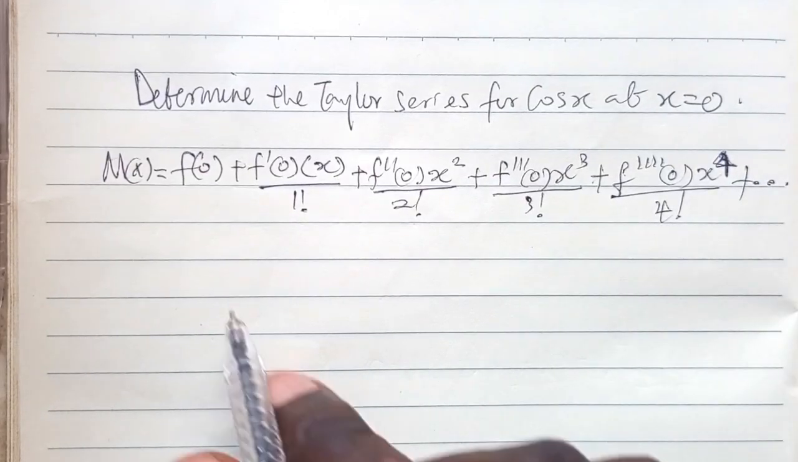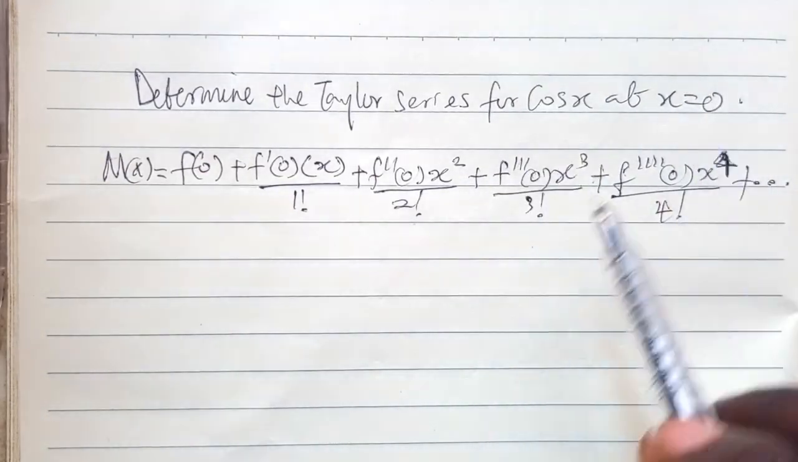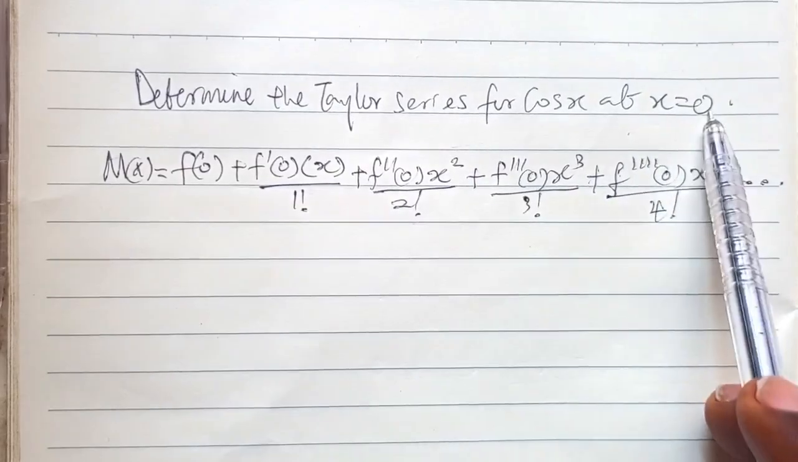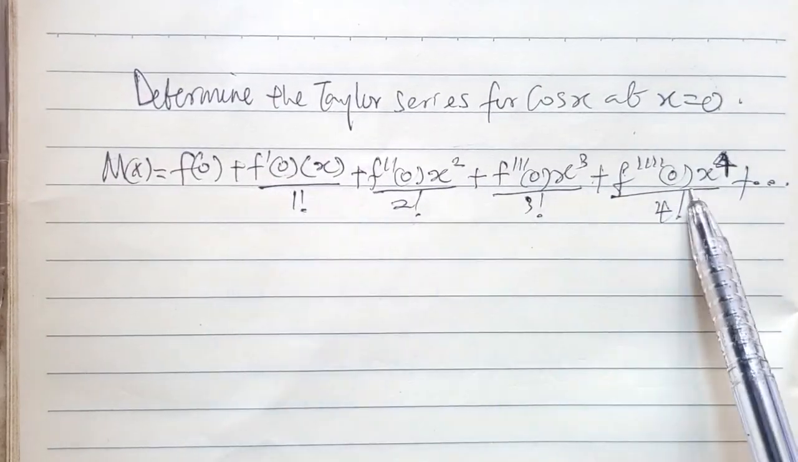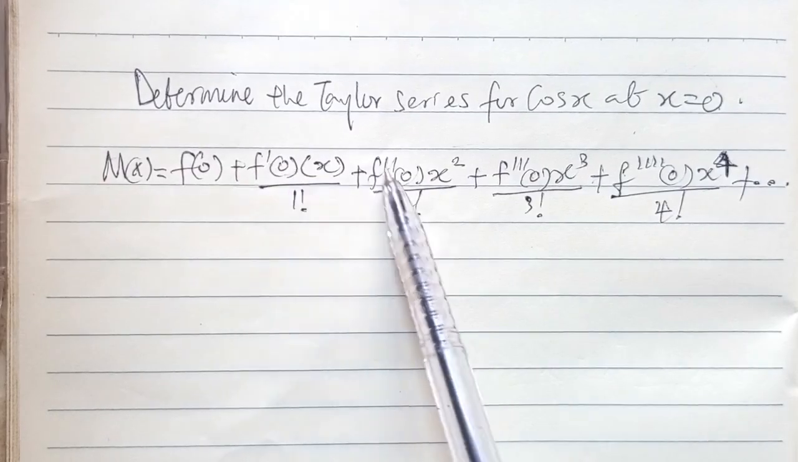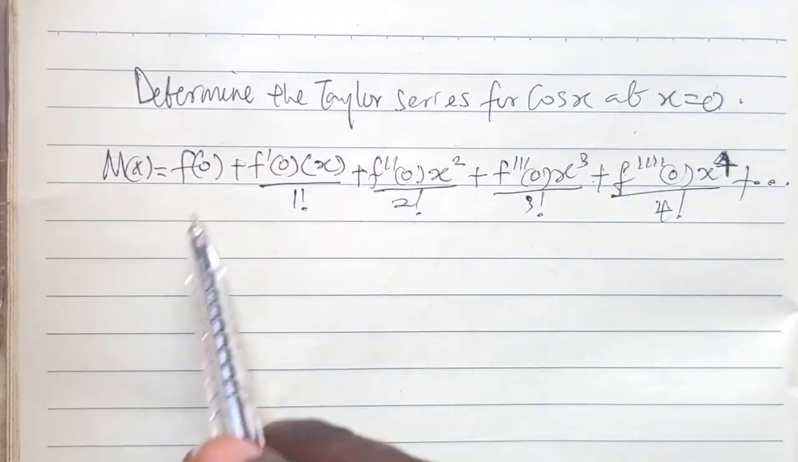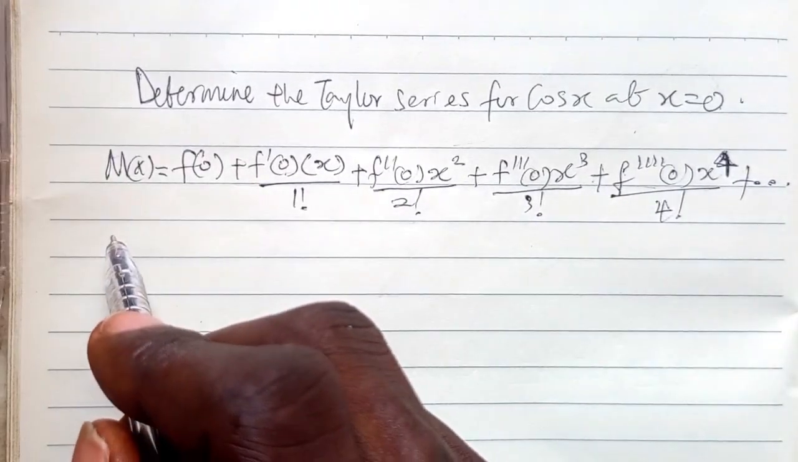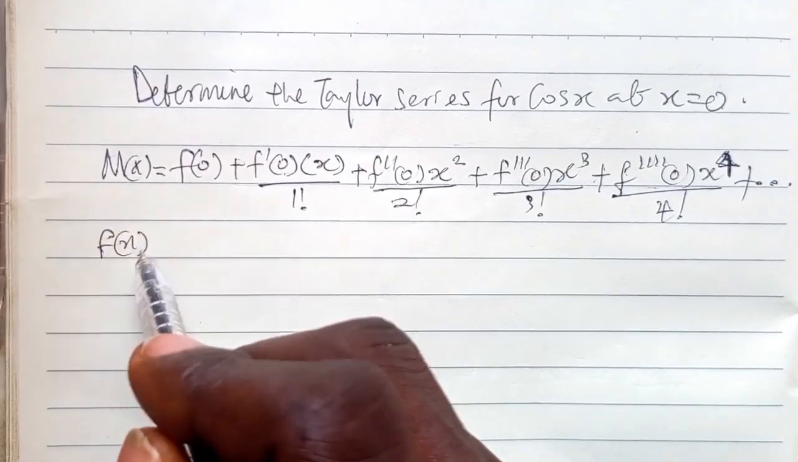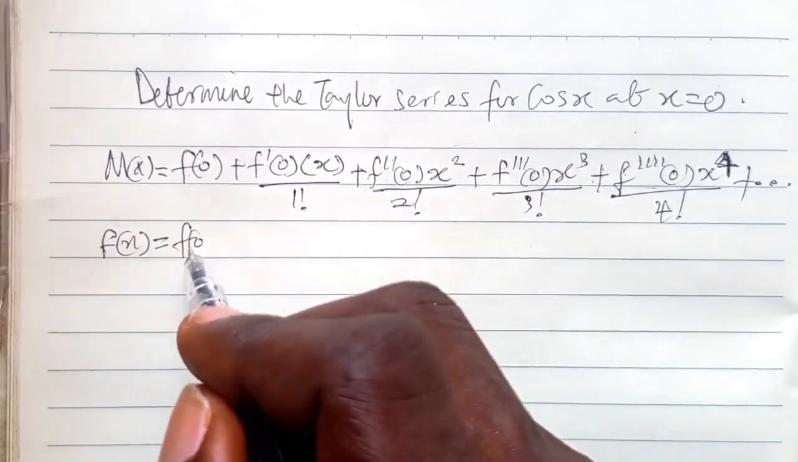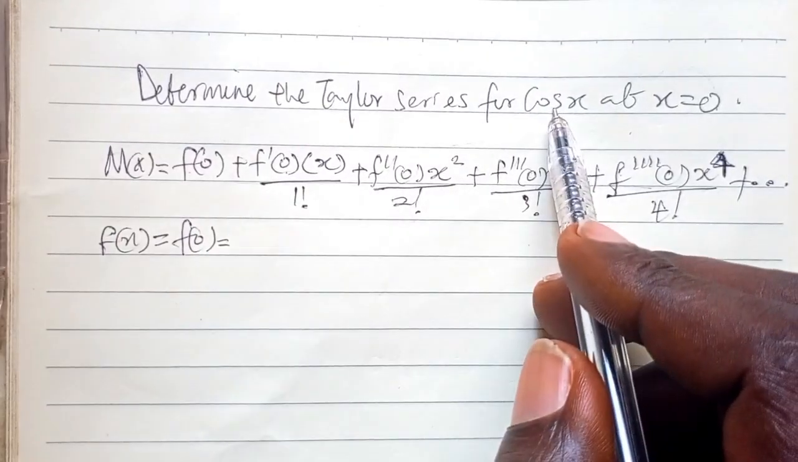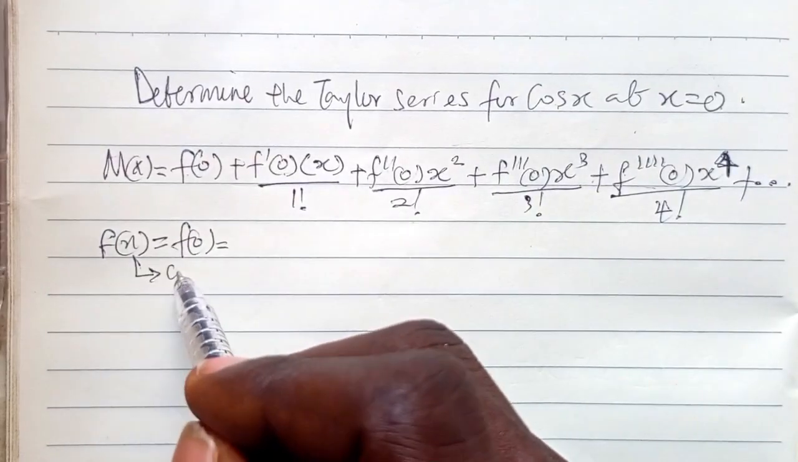Now once I've gotten this part, the next thing to do is to check what you are given. The value is at a equals 0. So we need to differentiate this thing 4 times, I did it from 1, 2, 3, 4. I'm going to write the differentials at this point. I'll start with the first one, f of x. So I need f of 0. f of 0 will be cos 0, because f of x is cos x.